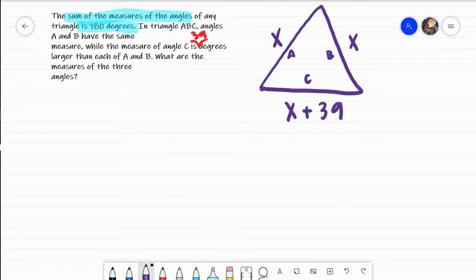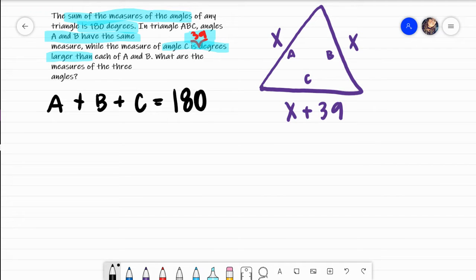Let me go ahead and highlight this because that's important. And then what are the measures of the three angles? I guess it would be angle C degrees larger. Okay, so it told me at the beginning that it's the sum of the measures, sum being add. So you would take your A, add your B, add your C, and I know that it's going to equal 180 degrees. So my A is x, my B is x, and my C is x plus 39.